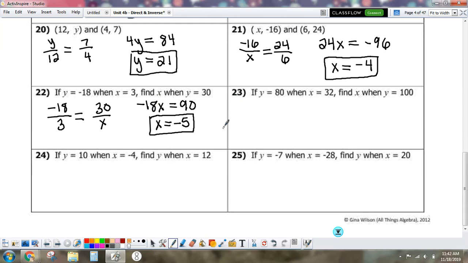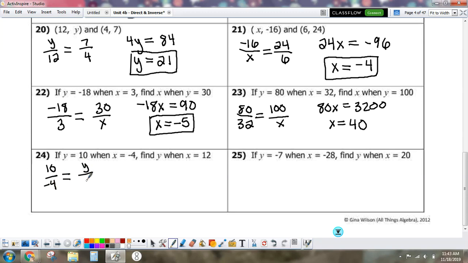So same thing for the next one. We're going to go ahead and do 80 over 32 equals 100 over x. Cross multiply, divide. So I have 80x equals 3,200. Divide by 80, and you get 40. Same thing here. Y divided by x. Y divided by x.